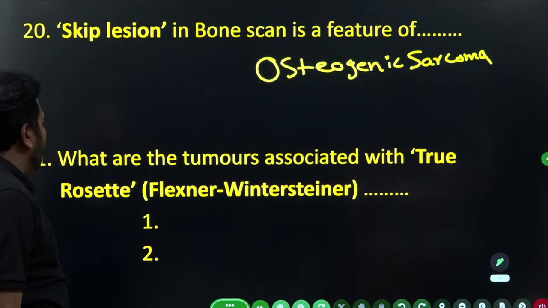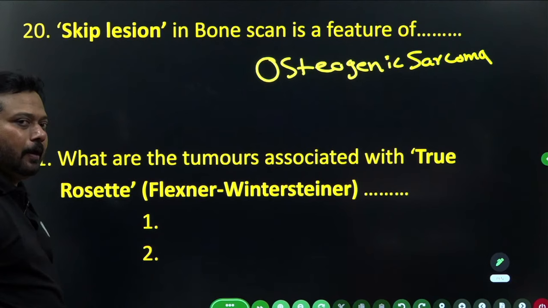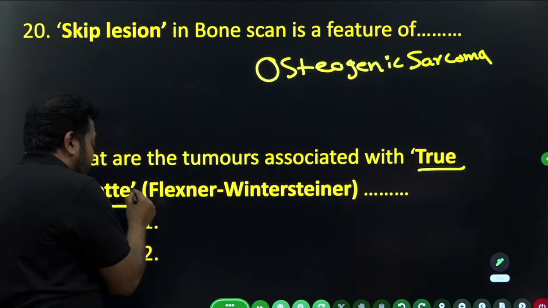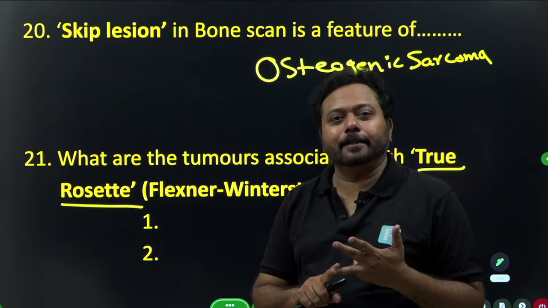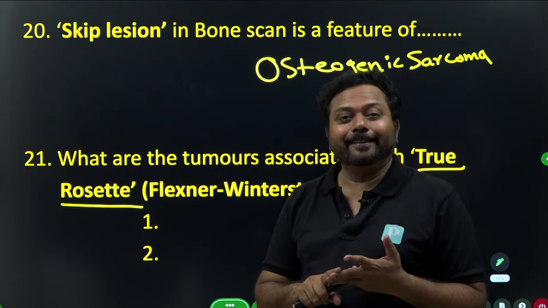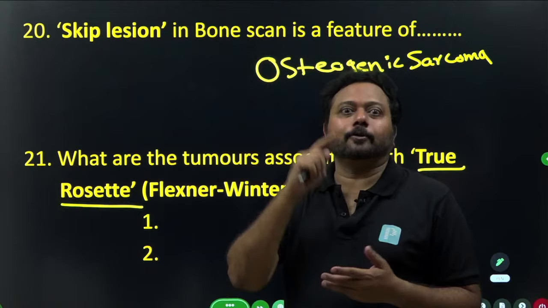Coming to the next one liner, what are the tumors associated with true rosette? We have read this true rosette in 3 subjects in our medical fraternity, dear friends. One, first time I read this in pathology, Robbins. Number 2, I read this in ophthalmology textbook. Number 3, I read this in orthopedic textbook. Pathology, ophthalmology, orthopedics.